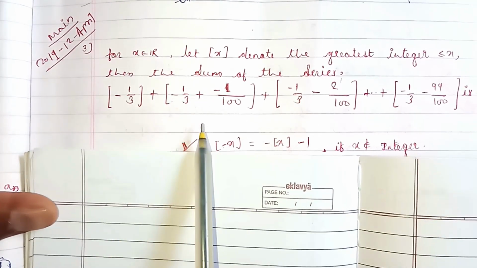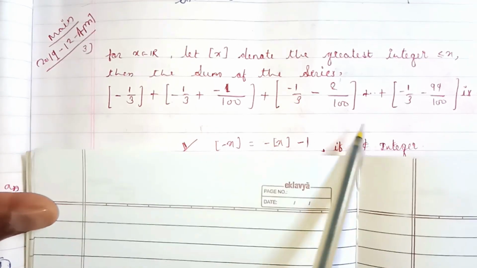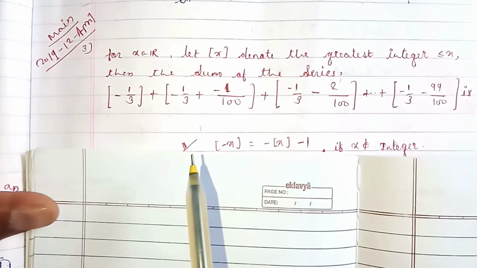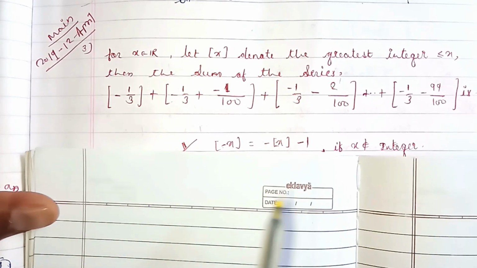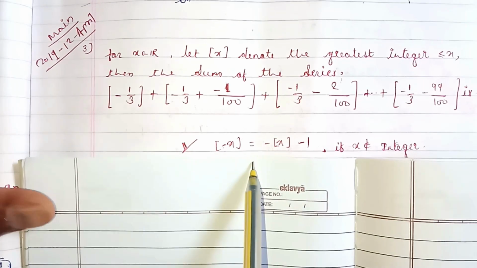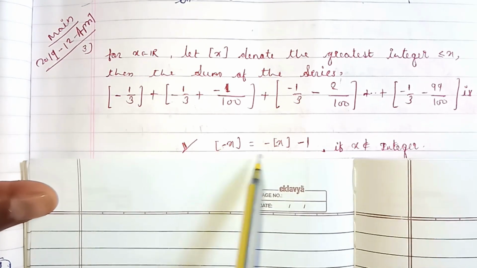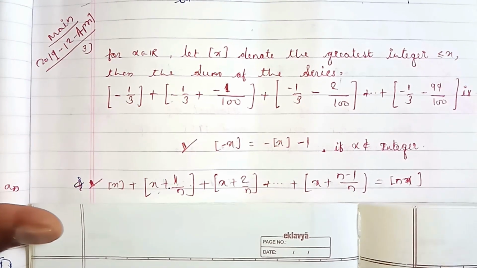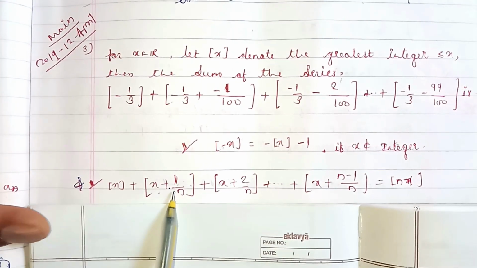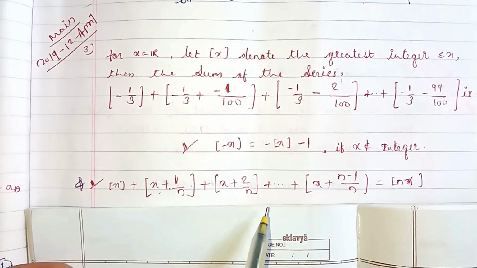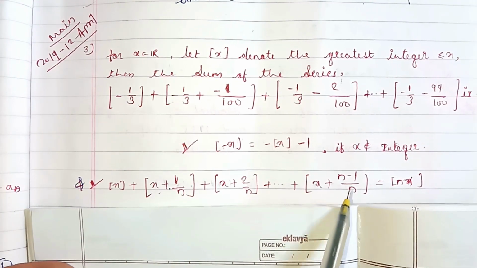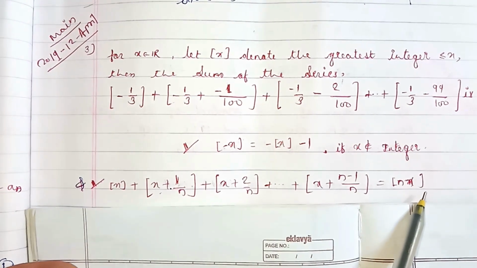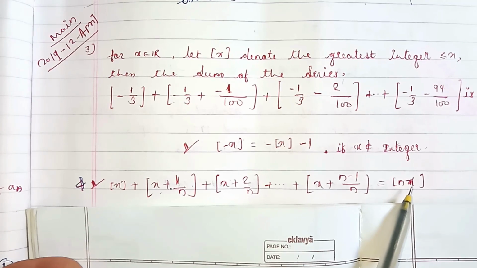These are rational numbers, and it is quite difficult to find the sum of rational numbers in such a confusing case. So in such a case, we have to apply some condition applicable to rational numbers. So here x is a non-integer, then we write negative x as negative of the greatest integer of x, minus 1. And one more result we can apply: the greatest integer of x plus the greatest integer of x plus 1 by n, plus x plus 2 by n, up to x plus n minus 1 by n, we write the whole term as the greatest integer function of nx.